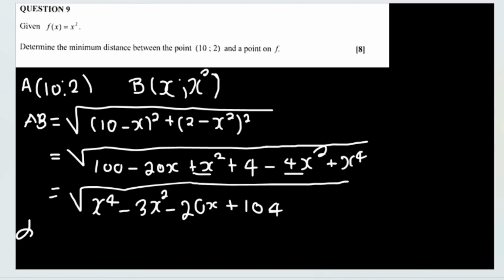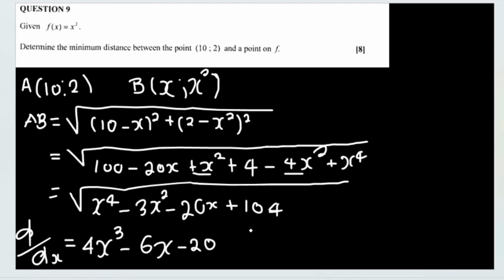So now I'm deriving this one, the distance with respect to x, and let that be 0. The derivative of this inside equation, the distance function, will be equal to 4x to the power of 3 minus 6x minus 20.